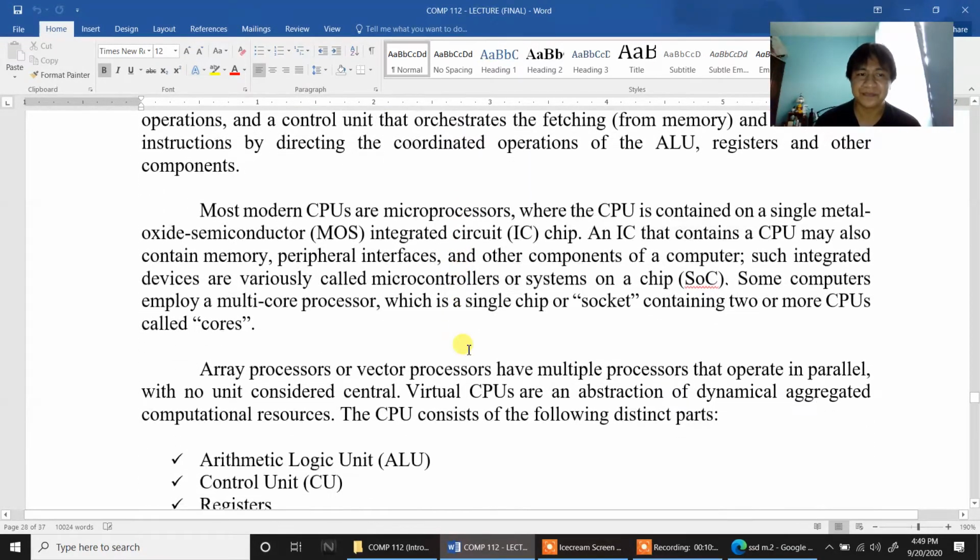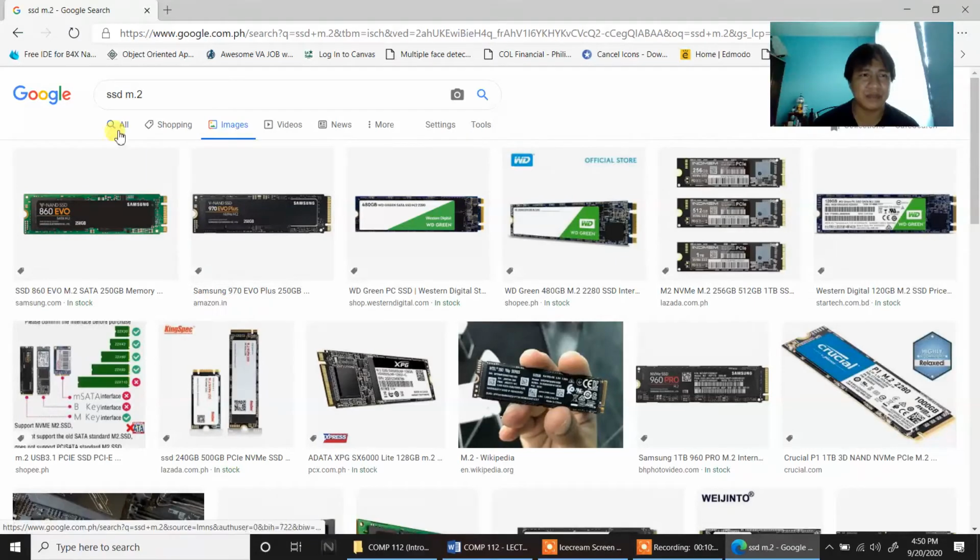Okay? So most modern CPUs are microprocessors, where the CPU is contained in a single metal oxide semiconductor, or MOS. Our CPU has a component, chemically speaking, that is used because it heats up quickly. Our microprocessor contains gold, because there is gold inside. So gold was the first thing found in the processor.